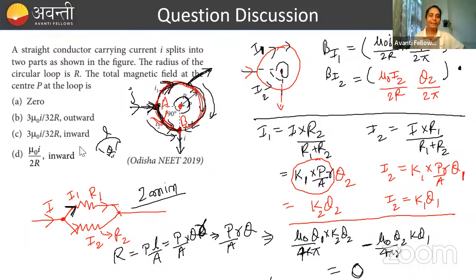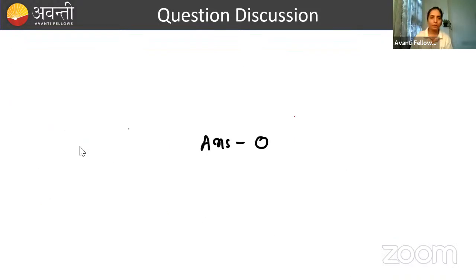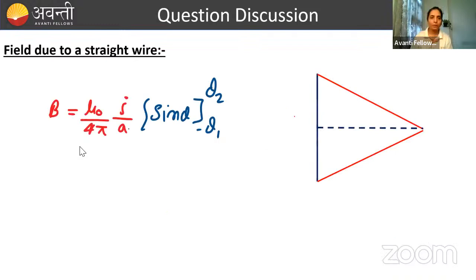I tried explaining it so much. I have explained every bit of it, and I could have done it directly, but I went through this so that it can be more clear. चलो, ठीक है. Now, field into a straight wire.